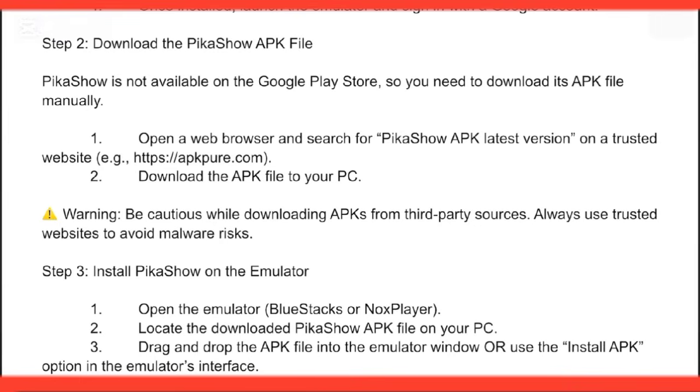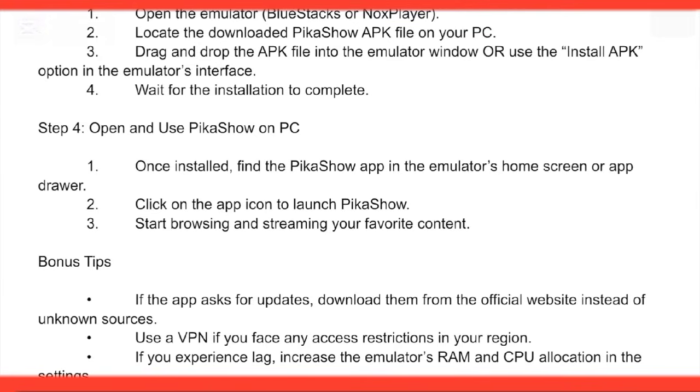Open the emulator like BlueStacks or Nox Player that you have installed. Locate the downloaded Pikashow APK file on your PC. Drag and drop the APK file into the emulator window or use the install APK option in the emulator's interface. Wait for the installation to complete.